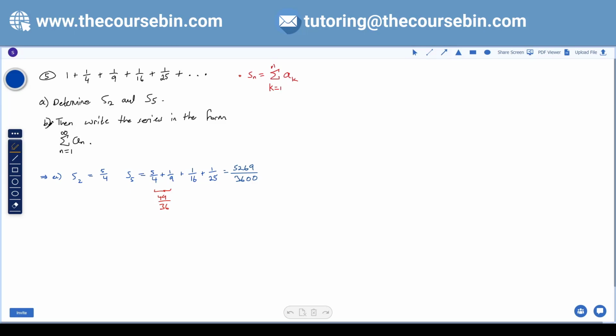Okay, now let's take a look at B. B is not too bad as well. For B, it wants you to write the series in the form of a summation, right? So the idea is to get the sequence representation of these numbers, which means you're just looking for patterns that each term follows. All right. So do you see any pattern we can use?